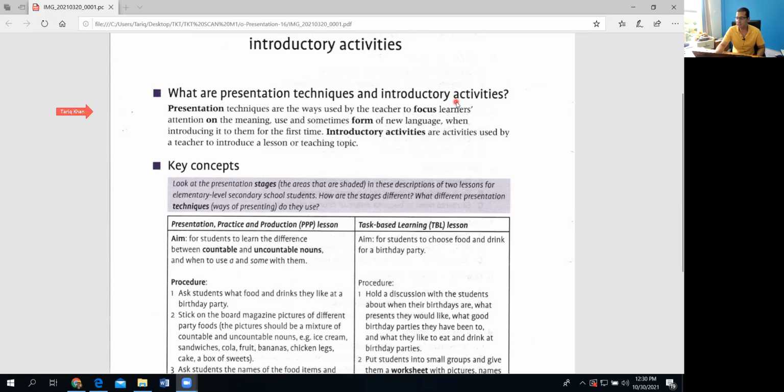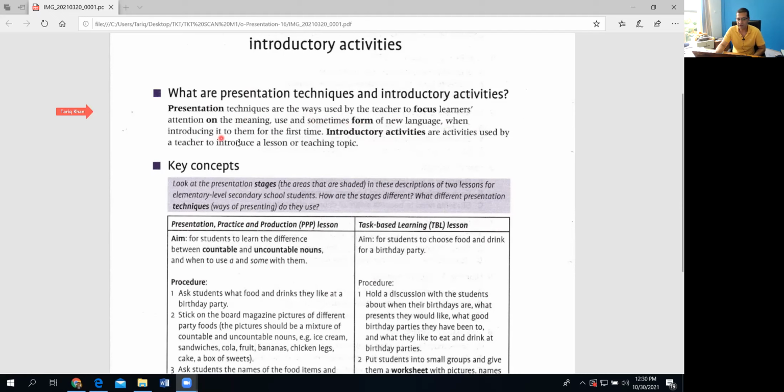And introductory activities also we will be discussing, what type of introductory activity we do when we start the lesson. Presentation techniques are the ways used by the teacher to focus learners' attention on the meaning, use, and sometimes form of new language. So when we do the presentation of the lesson, it is sometimes focusing on the meaning, where the lexis is involved, sometimes use, which is function, and sometimes the form of the new language, where the structure is involved.